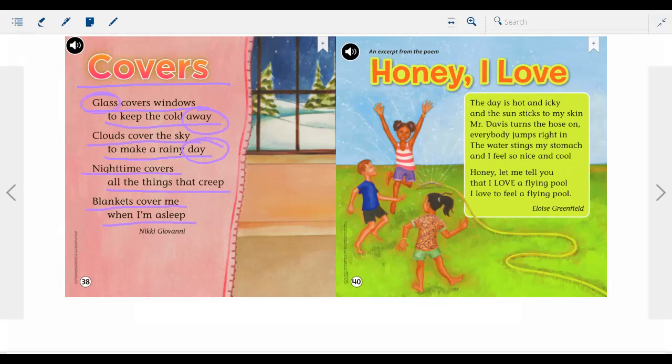Glass, because glass covers the windows, right? Clouds cover the sky. Night or nighttime covers all the things that creep. And blankets is another type of cover, right? That covers me when I'm asleep.